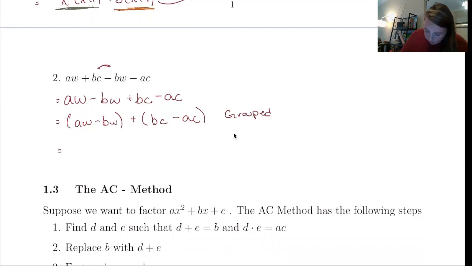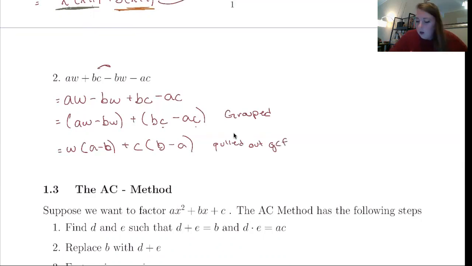And now I'm going to pull out the GCF. So AW minus BW, the only thing they have in common is that W, so it's W times A minus B plus, what's common here? The C, and it's B minus A. So pull out GCF. Well, crap, this is A minus B, and this is B minus A. Those aren't the same. So what I can do is pretty cool.